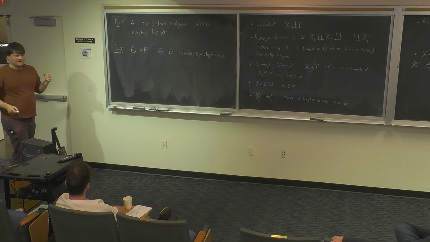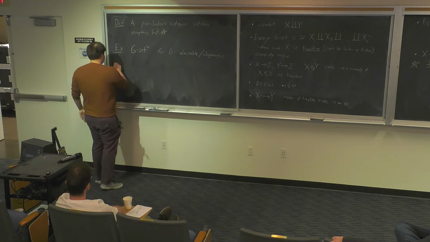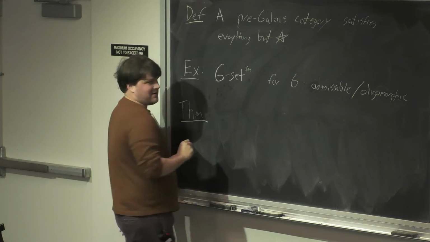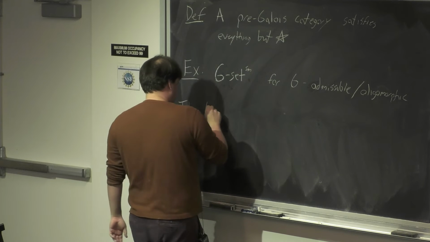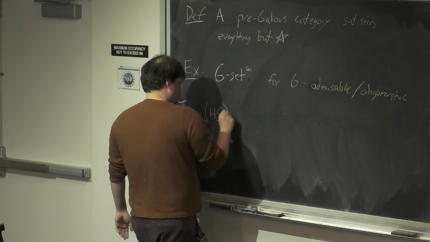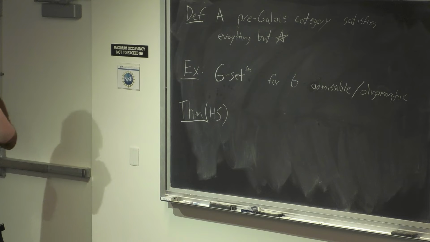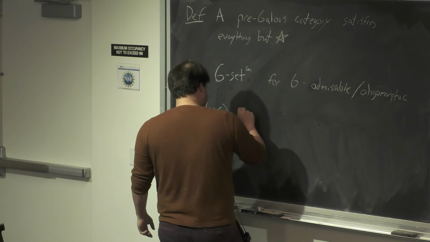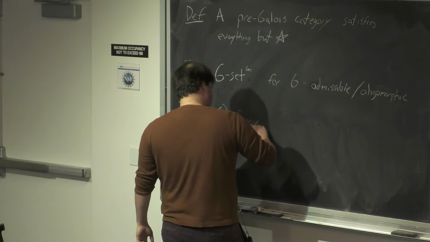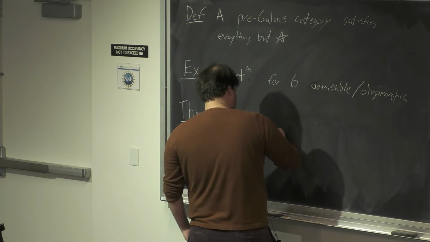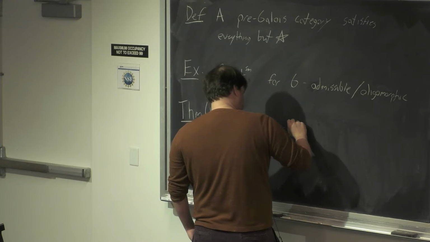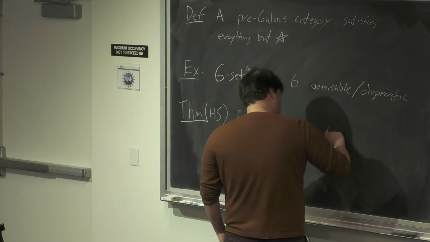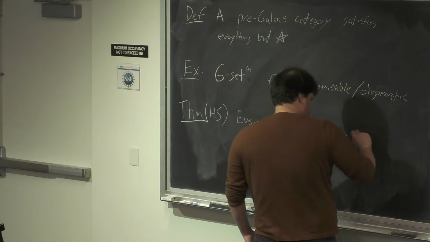And well, the theorem, and this is a theorem of Andrew and me, is that this is everything. So every pre-Galois category kind of looks like this.